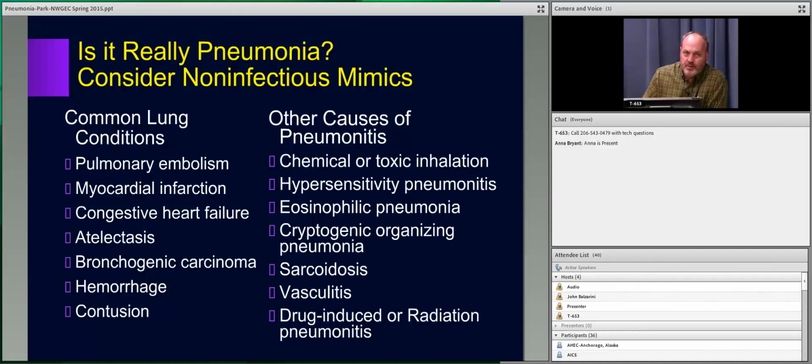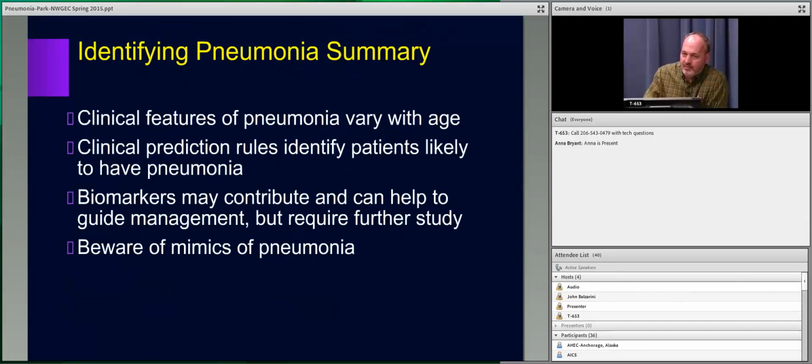And then just always bear in mind that people can have cough and sputum production for a variety of reasons. I've just listed some common lung conditions, and then other causes of inflammation in the lungs, pneumonitis, that are non-infectious and yet might appear to be very much like an infectious pneumonia. And I'm not going to go over those in any detail, but you have them on your slides.